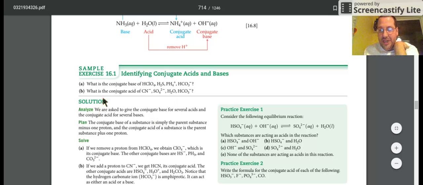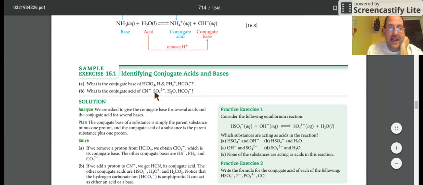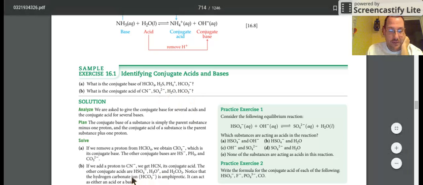Now for the conjugate acids, what are the conjugate acids? Well, we take these and we assume that they are bases. In order to find the conjugate acid, we have to add a proton. Bases gain protons. So for CN minus, what is that when it gains a proton? It's HCN. And then SO4 2 minus, when that gains a proton, that's going to be HSO4 1 minus. And that's what we see down here.